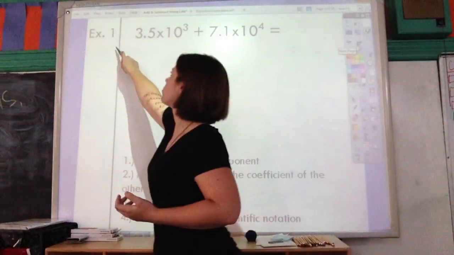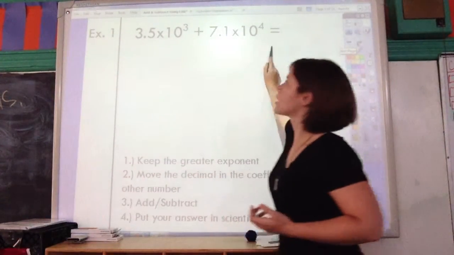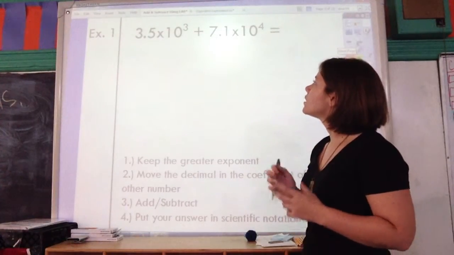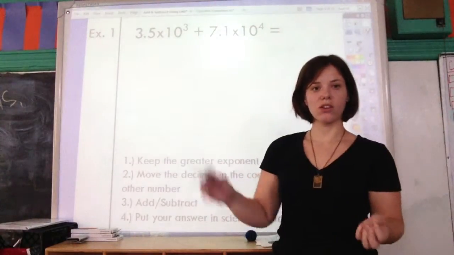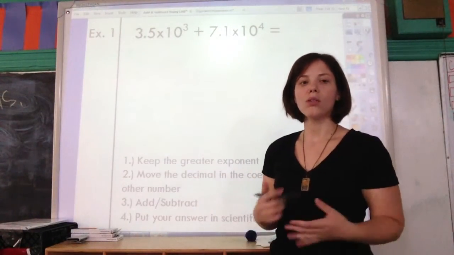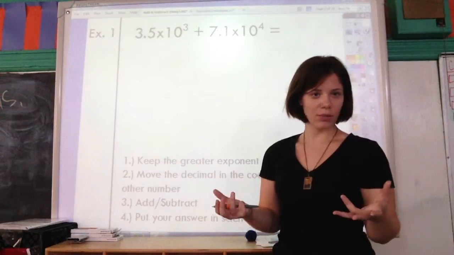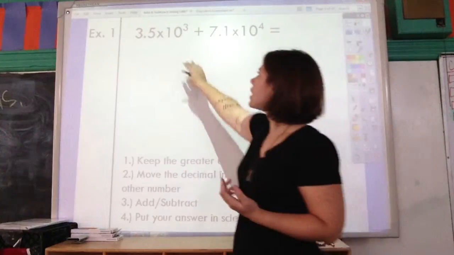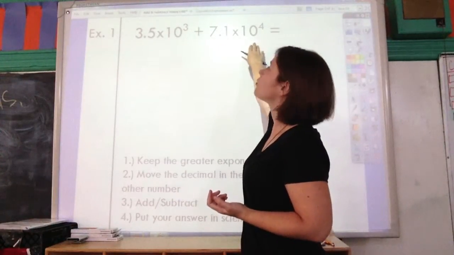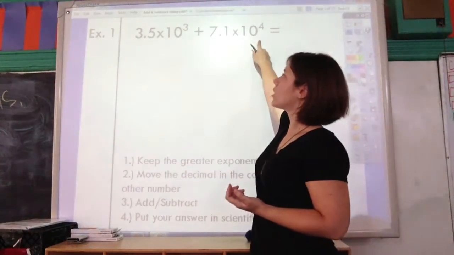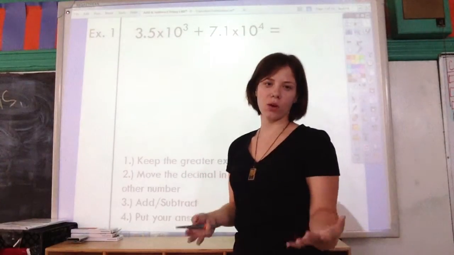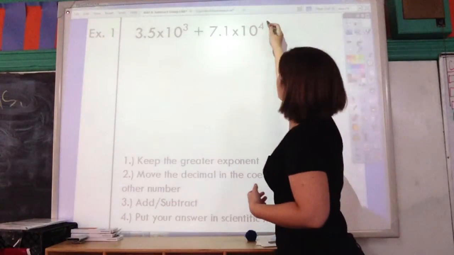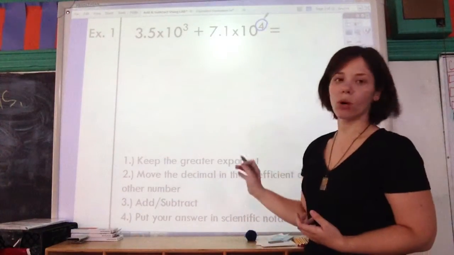Please copy down example 1 to the left of the line and this example to the right. Again, pause if you need to. Instead of pulling out our coefficients and turning these numbers into standard notation, the way that you can use LARS to help you solve these problems with addition and subtraction is first take a look at your exponents. They're different. I have 3 and I have 4. I'm not allowed to add my coefficients until these exponents are the same. So I always keep the greater exponent, keep the 4.